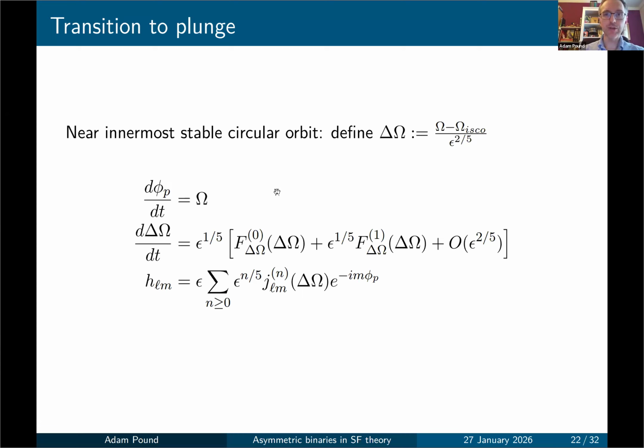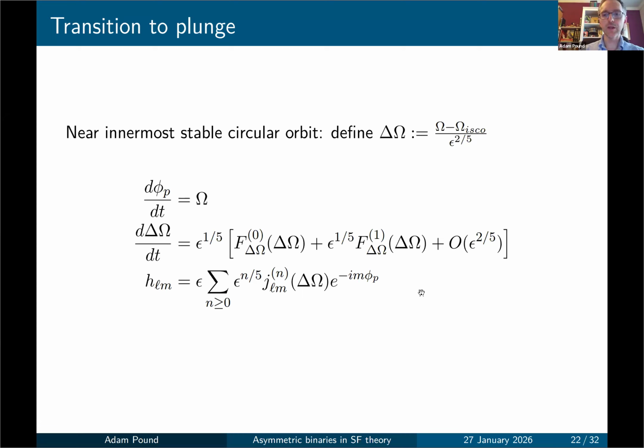Now, what happens as you approach the innermost stable circular orbit is that the rates of change start changing. In particular, the evolution gets faster as you get towards the innermost stable circular orbit. The basic phenomenology there has been understood for 25 years from work by Orion Thorne, and actually even earlier by Bonanno and Damore. The basic behavior as you approach the innermost stable circular orbit is well known.